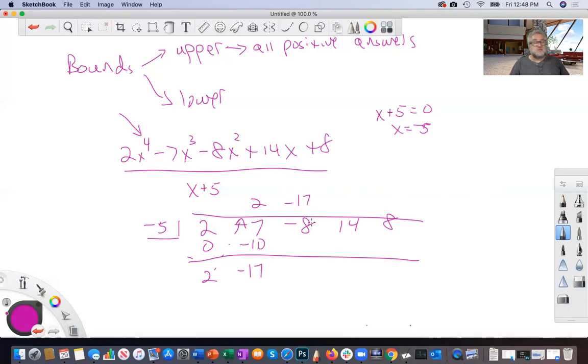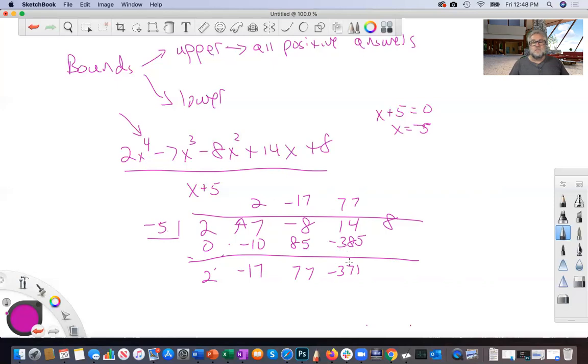Multiply. That's 85. Positive, because it's negative times negative. I add, I get plus 77. 77 times -5 is minus 385. I'm seeing these numbers get bigger. So add these up, we're going to get minus 371. It's certainly not converging to a solution.